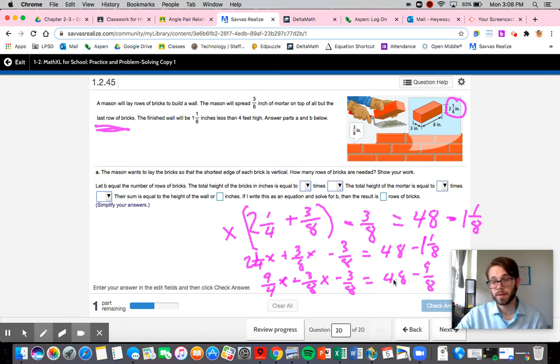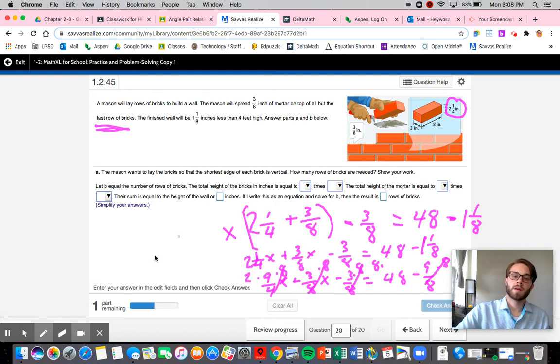Now it's pretty obvious at this point that the least common denominator is going to end up being 8. So if I multiply everything by 8, I'm going to clear out all the denominators. But you do need to be careful, because when I multiply that one by 8, I still have to multiply this by 2.